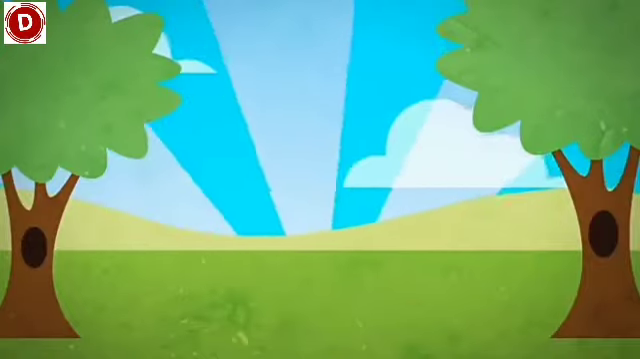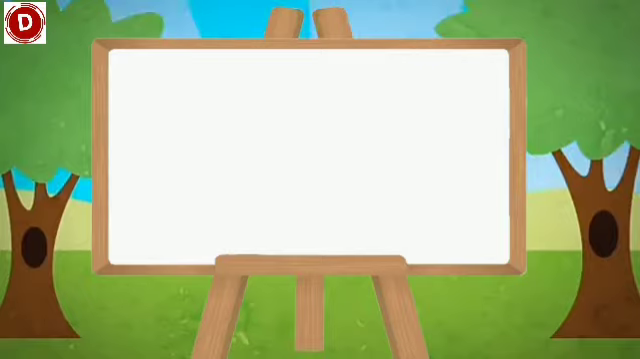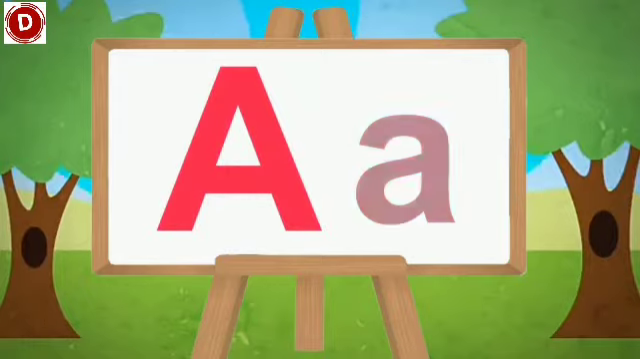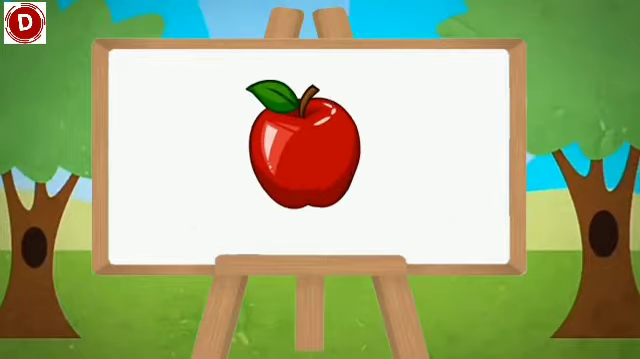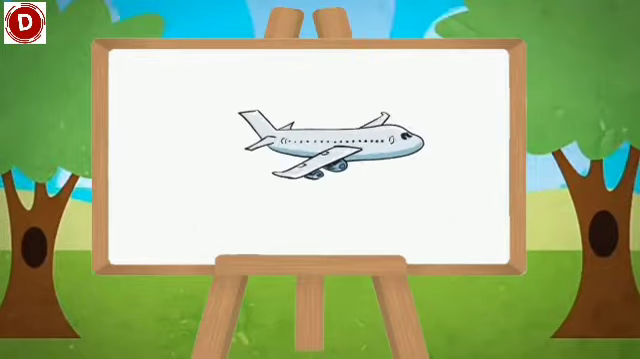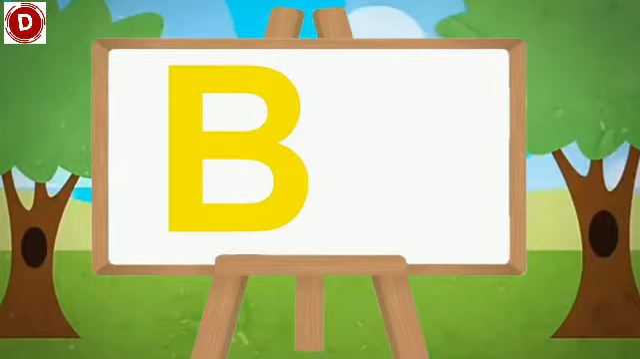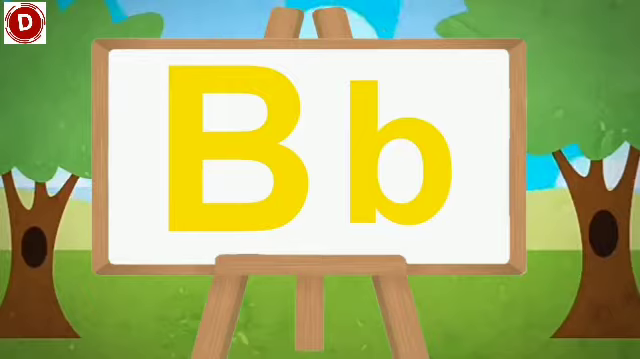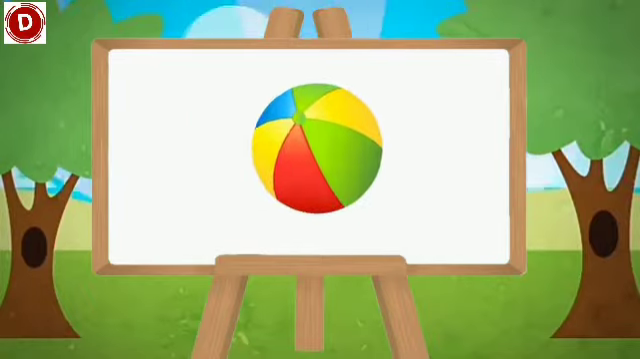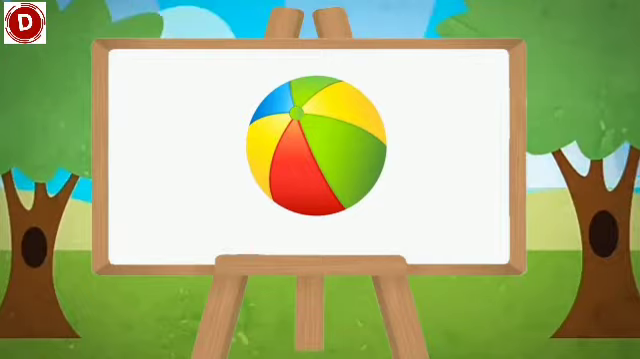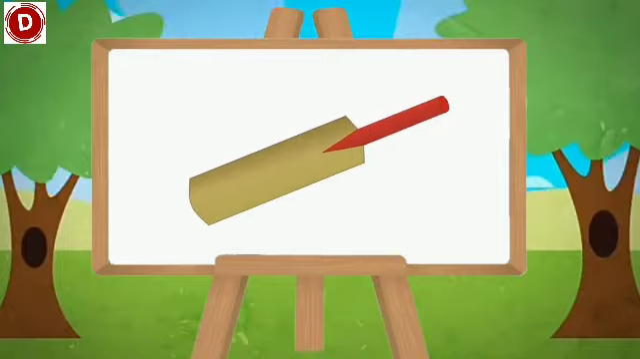Children, now let's learn capital and small alphabet together. A. See, capital A, small a. A for apple. A for aeroplane. Now comes B. This is capital B and small b. B for ball. Yes, you can see a colorful ball, and B for bat to play with it.